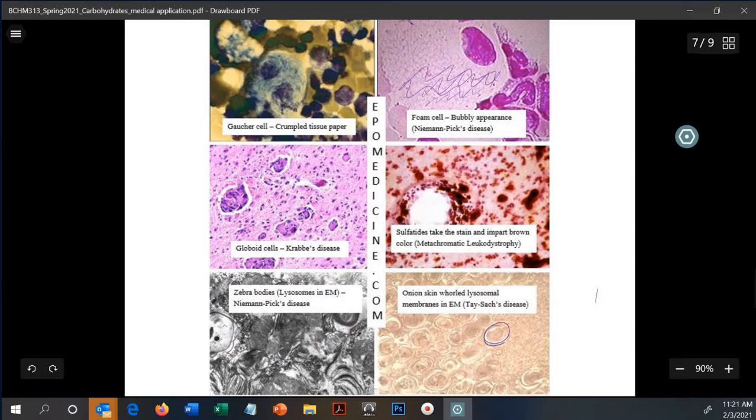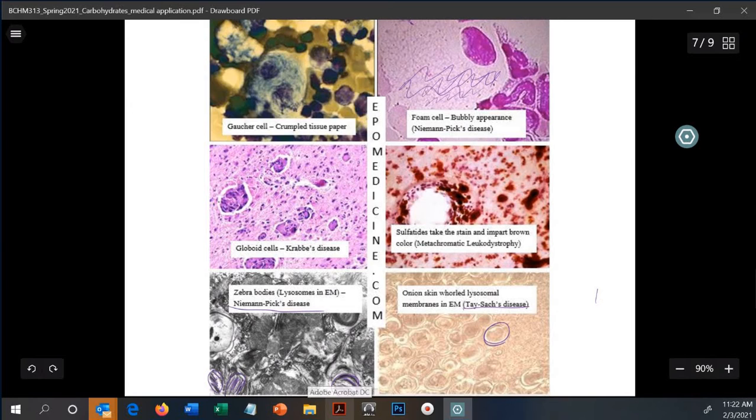Again, here's your Tay Sachs disorder. Here's Niemann-Pick disorder, and you can see they're calling these things zebra bodies. And so you're saying, why is it a zebra body? Because there's stripes. See the stripes in here? See how there's stripes in here.